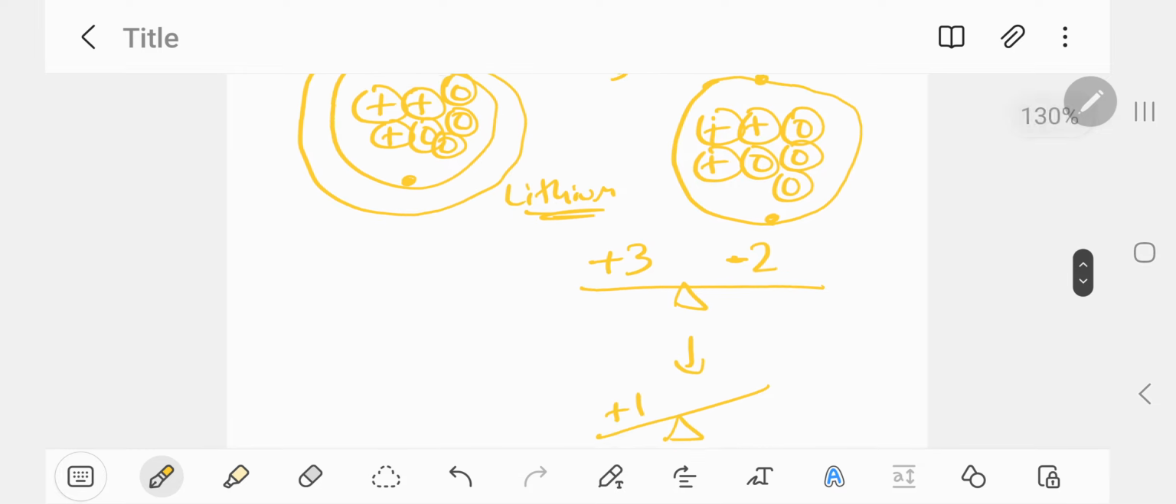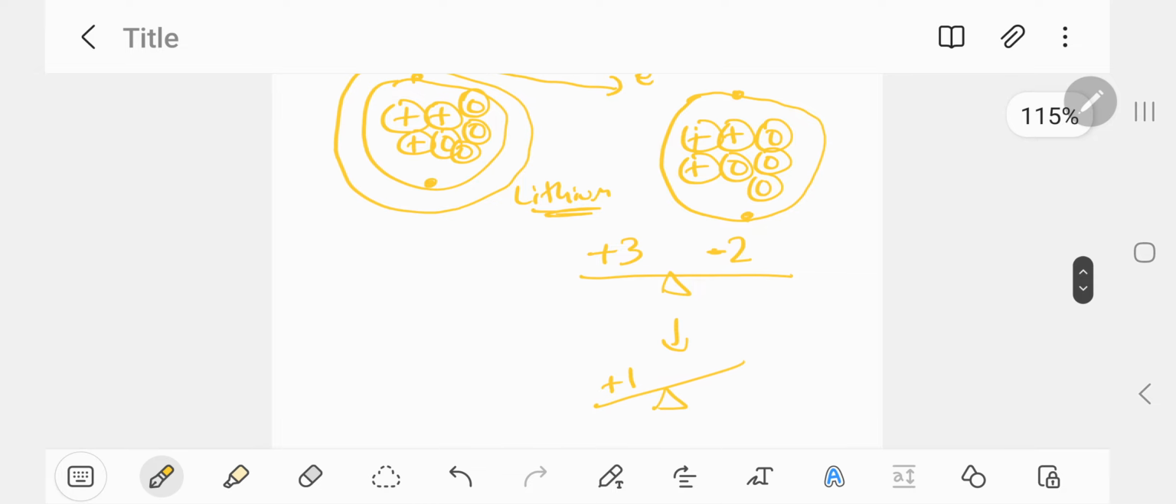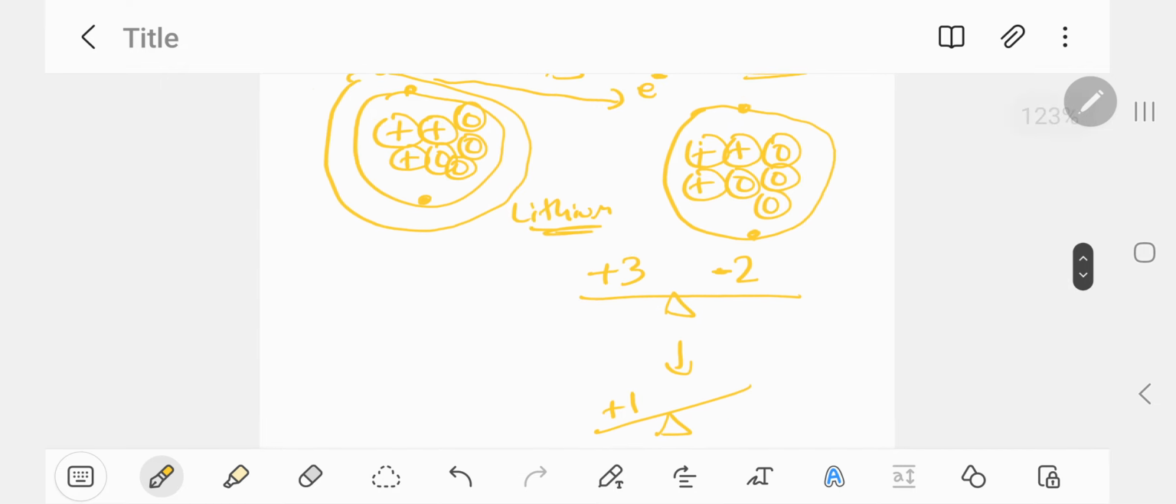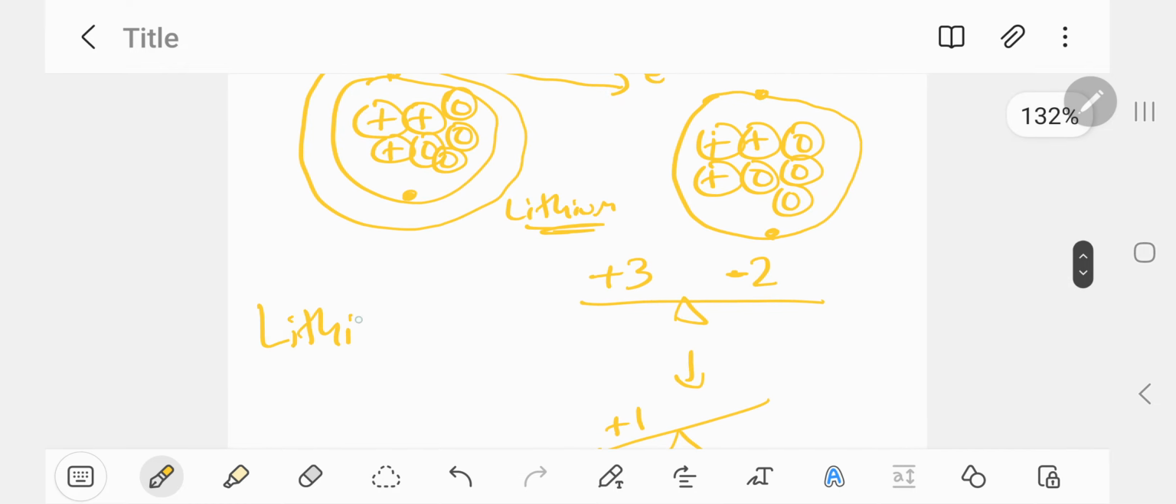There's 3 protons, 2 electrons. The overall net charge is plus 1. 3 protons minus 2 electrons is 1. This is a lithium ion. Now you know where the word lithium ion battery comes from.